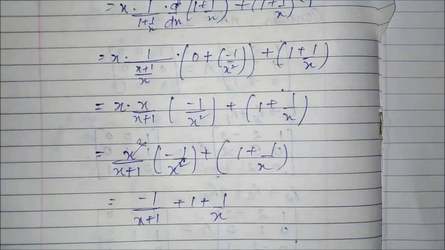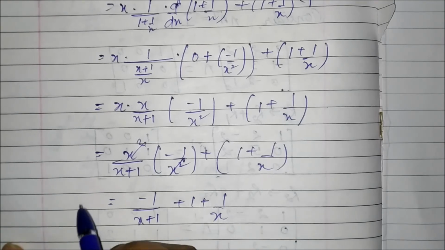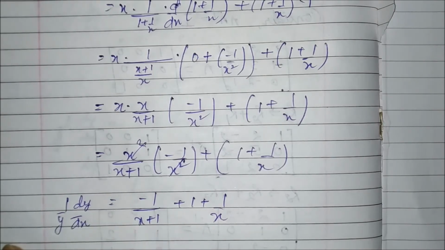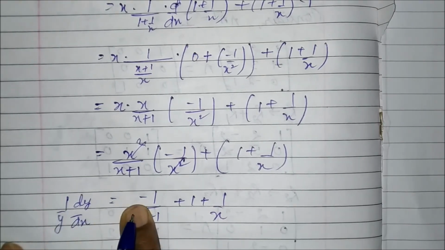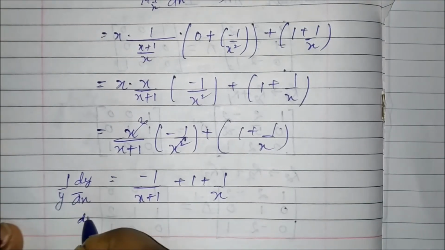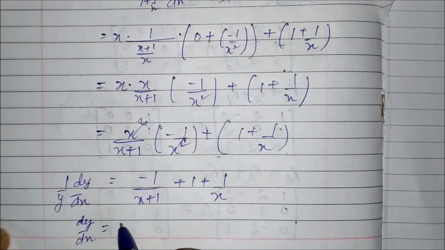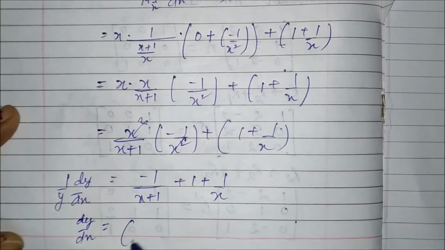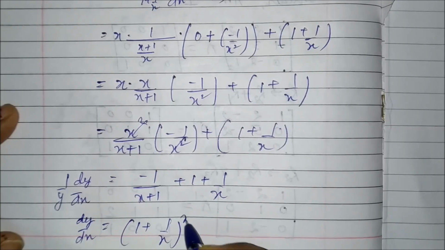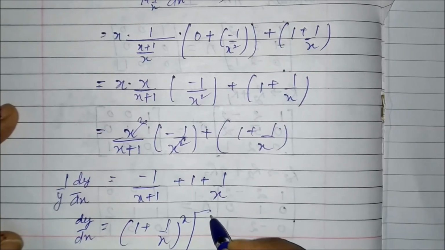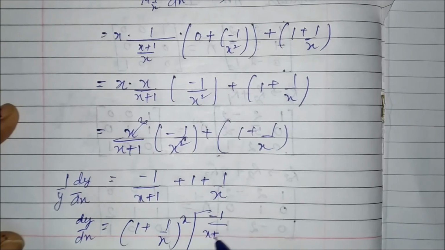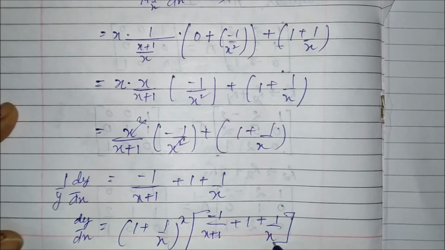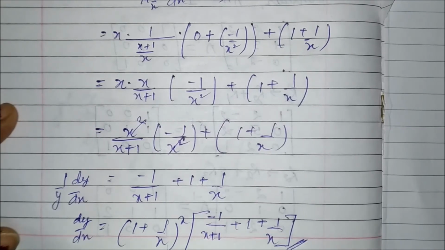Okay, so this is 1 by y dy by dx. Now we need to shift this y here. So we get dy by dx equals y. If we write y here, then what is the y in the question? It is (1 plus 1 by x) raised to x, then in the bracket minus 1 upon (x plus 1) plus log (1 plus 1 by x). So this is the final answer. Okay.